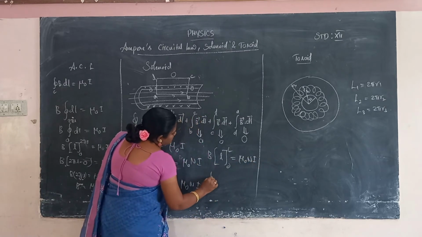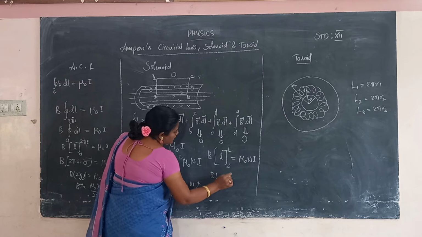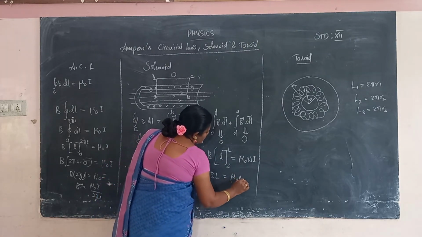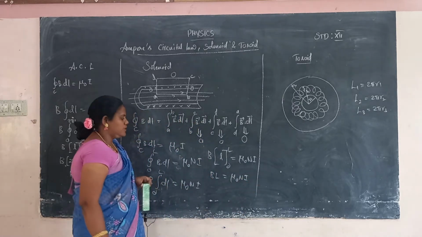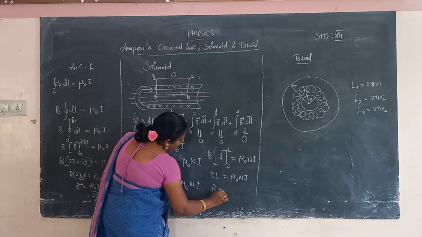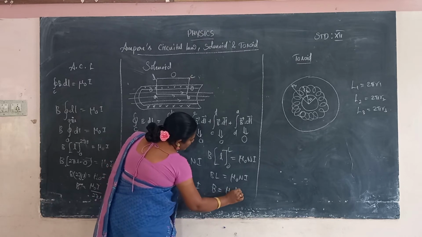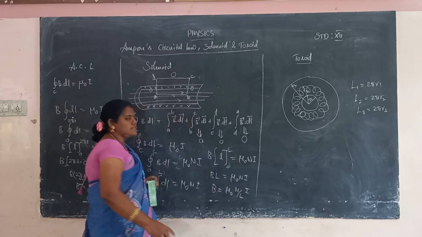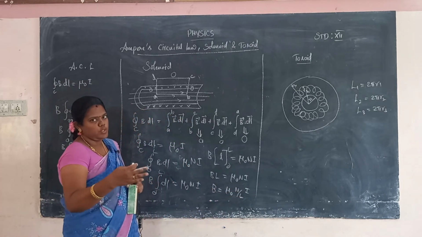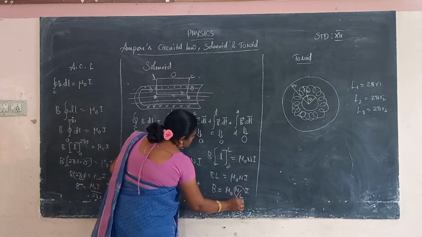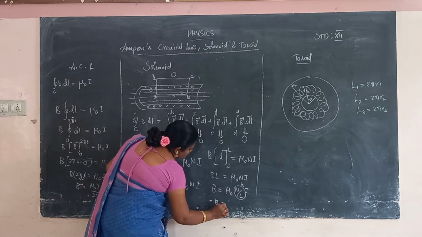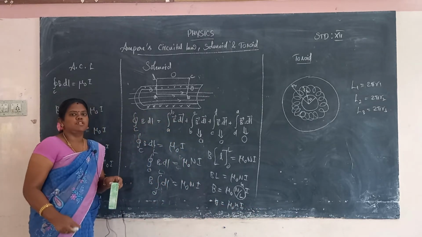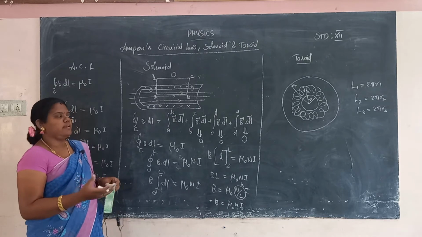Then B into the upper limit L and lower limit 0, so B into L is equal to mu naught N I, clear? Now we want the magnetic field only, so the magnetic field is equal to mu naught N by L into I. We consider N by L, the number of turns in unit length of the solenoid, as small n. So B is equal to mu naught small n into I. This is the magnetic field due to a solenoid having a long current carrying conductor.